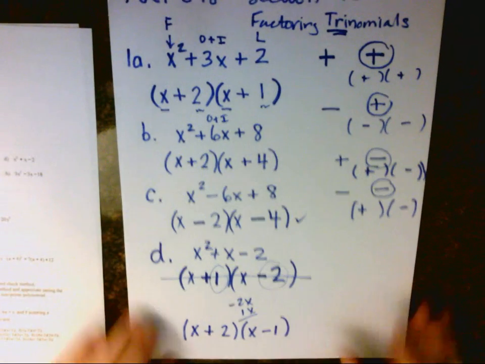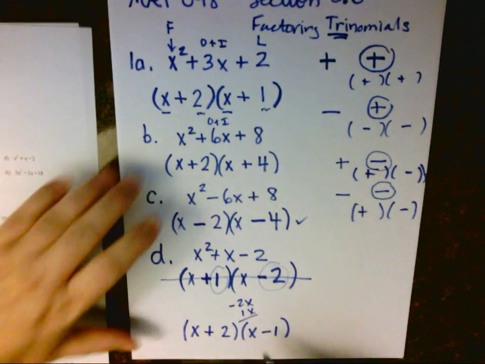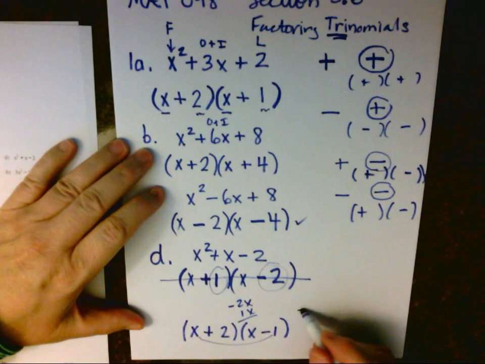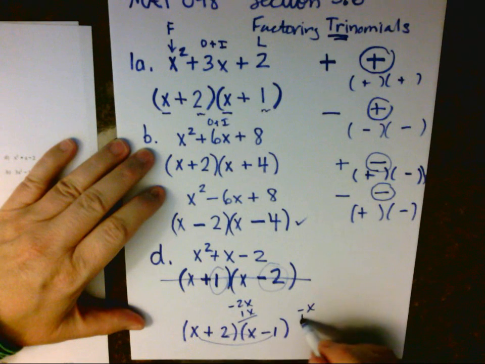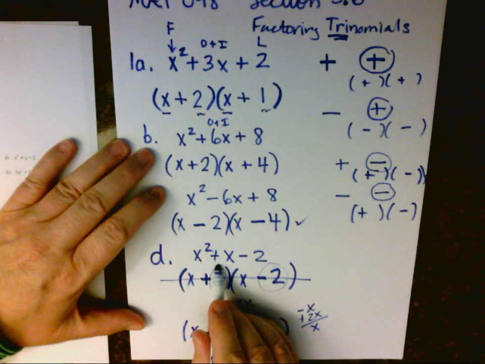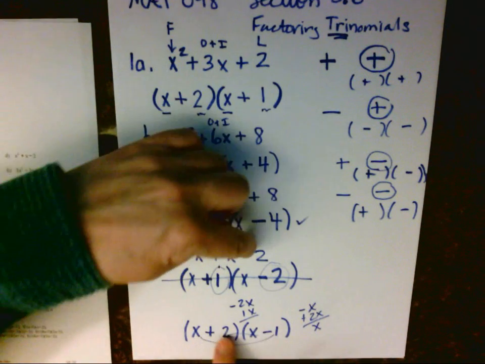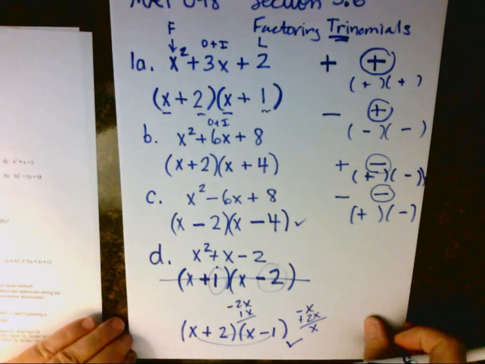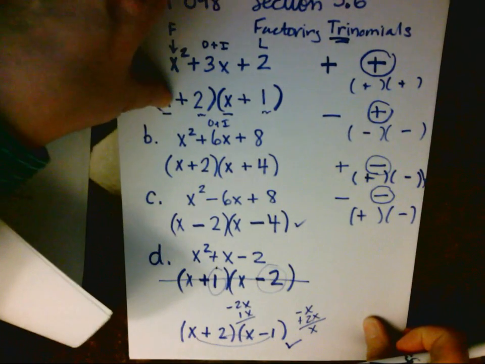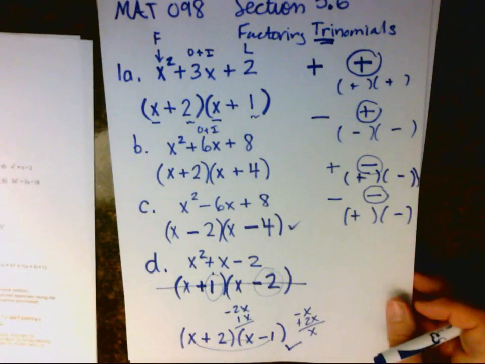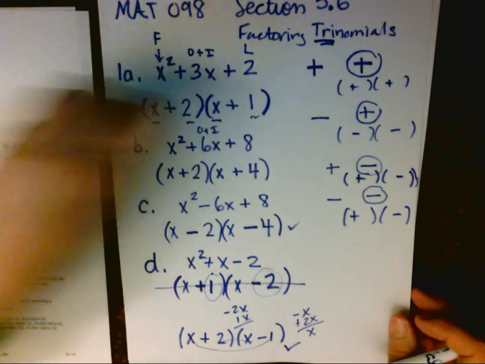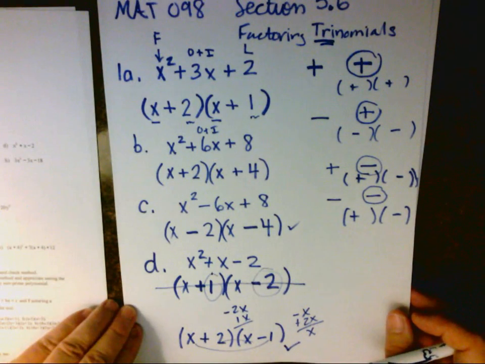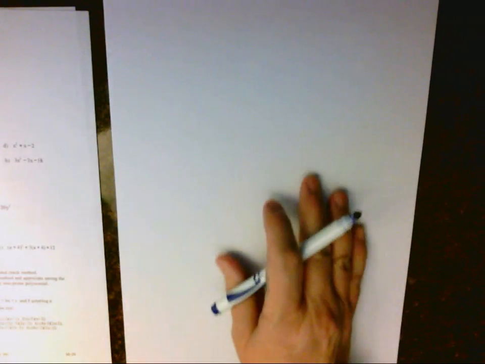Okay, let's check this one and see if we have them in the right place now. We do. On the outside we get a minus x, and on the inside we get a positive 2x, which gives us a positive 1x in the middle. The first terms are right. The last term is a negative 2. This is in factored form. Okay? So you need to check that middle term, and the other terms you can pretty much get as you go if you're strategic about it. Okay? That would be 1D. Let's move on to 1E.